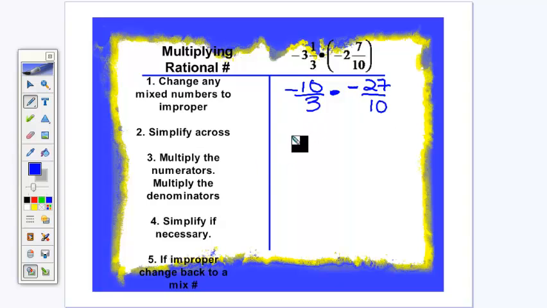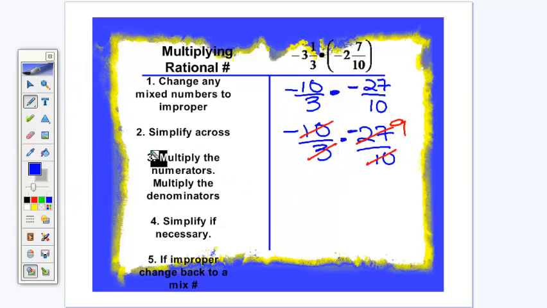Okay, now similar as before, we want to go ahead and simplify across. So let me copy this down again to show you how we're going to simplify this. Okay, let's use red. Alright, now 3 and 27, their GCF will be 3. So let's take 3 out. So 3 here will cancel, and here we'll be left with negative 9. And negative 10 and 10 here will cancel each other out because 10 divided by 10 is 1.